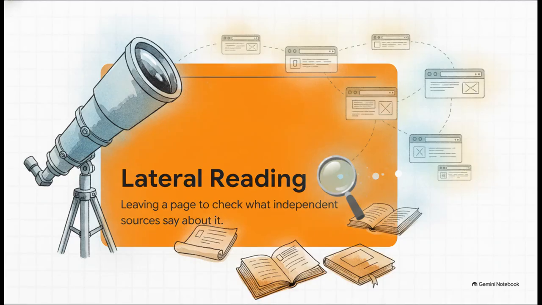So, the solution to this trap is lateral reading. If ARAS is your microscope, lateral reading is your telescope. Lateral reading is the practice of immediately leaving the original page you are looking at. You just open up a new tab to check what other entirely independent sources have to say about that author, that organization, or that specific claim. This is the exact tactic used by professional fact-checkers. They quickly gauge credibility from the outside before they waste their time doing a deep, microscopic read of the page itself.